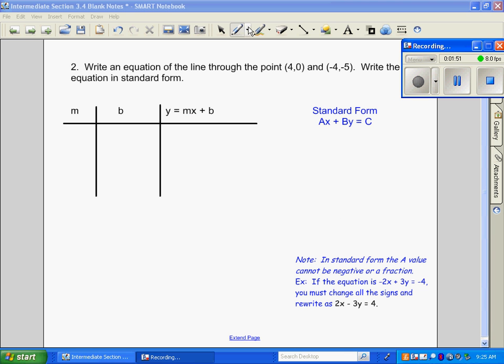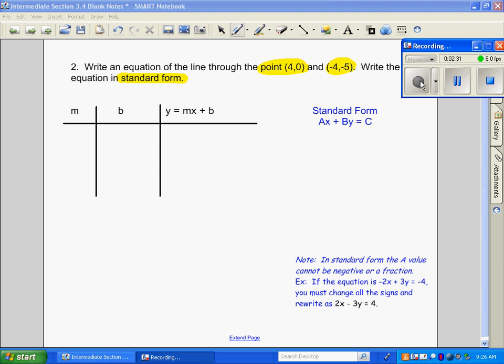Problem number 2 tells us that we're going to write an equation of a line through the points (4, 0) and (-4, -5). Write the equation in standard form. When we highlight the important things in here, we have 2 points this time, and we want the equation in standard form. Before we can go to standard form, we need to go to slope-intercept form, which is what we did in the previous problem right here. We're going to fill this table in, and then we're going to take the next step and put it in standard form, which is this in blue. And take a second and read this note about standard form as well.